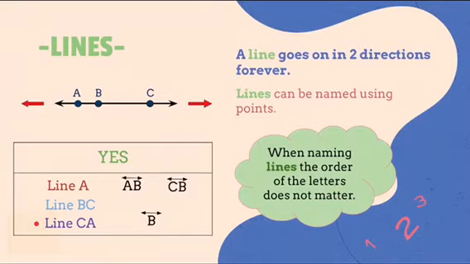Another way to name lines is by calling them by their letters, but drawing a miniature line with arrows right above it. So for example, we can call this line AB, line B, and line CB.